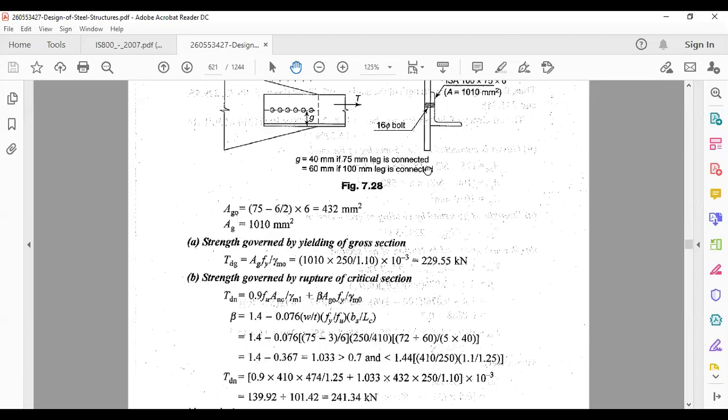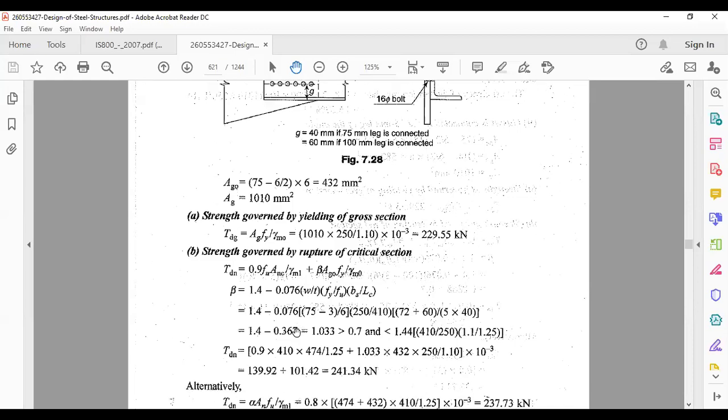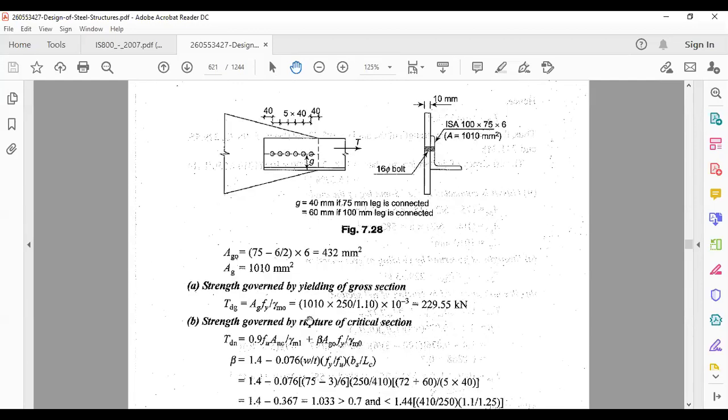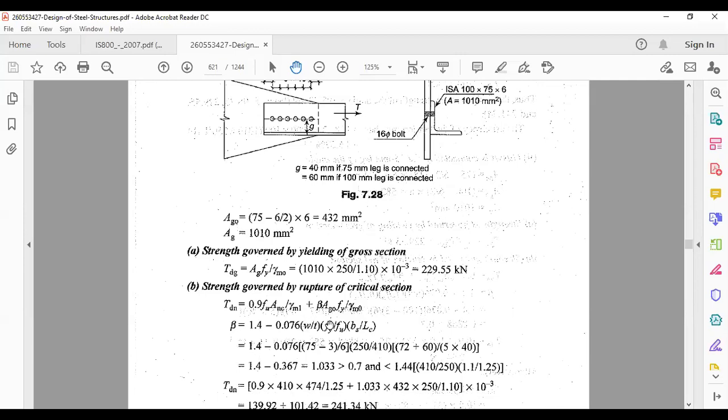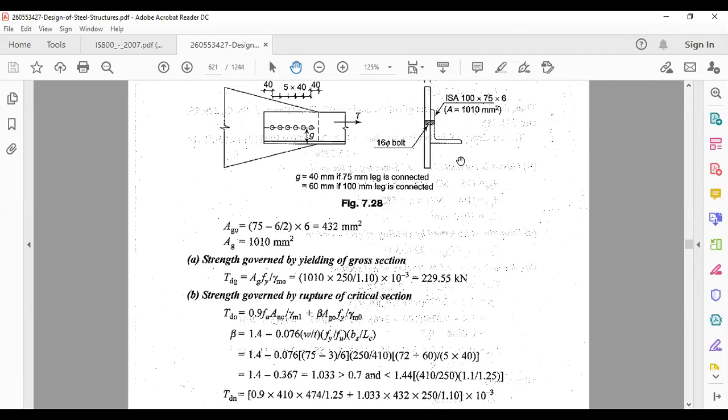What is the distance? Okay, w, okay, 75 minus 3. He has deducted only half of the width. Okay, you just don't consider this. From my point of view, what I've told you, w will be 75 plus this distance g, whatever is mentioned here, plus this, okay, minus the thickness. That should be done. Okay, so that will tell you what is this shear lag width w.